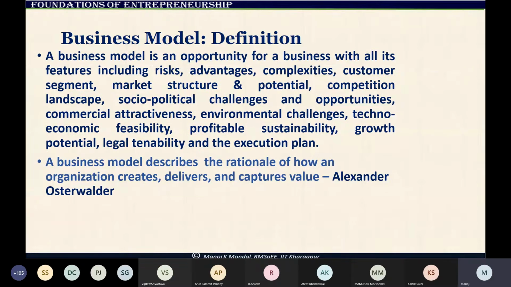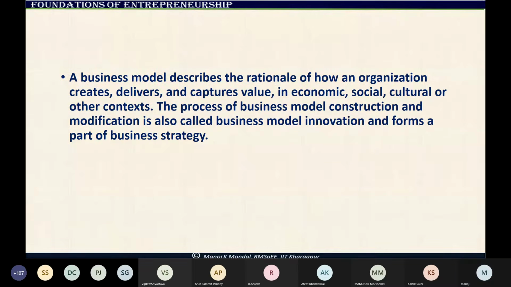So Osterwalder defined business model as describing the rationale of how an organization creates, delivers, and captures value. Too simplistic, but then that is how you mention it. I think this is what Osterwalder has said, but it is extended that it captures value in economic, social, cultural, and other contexts. The process of business model construction and modification is also called business model innovation and forms part of the business strategy.